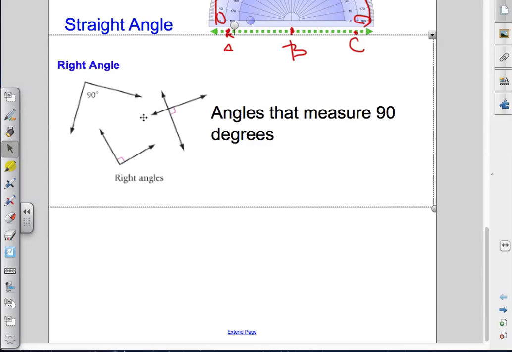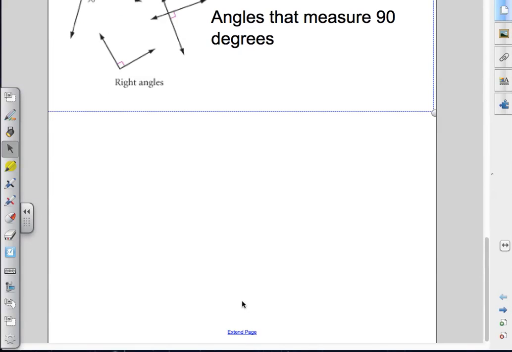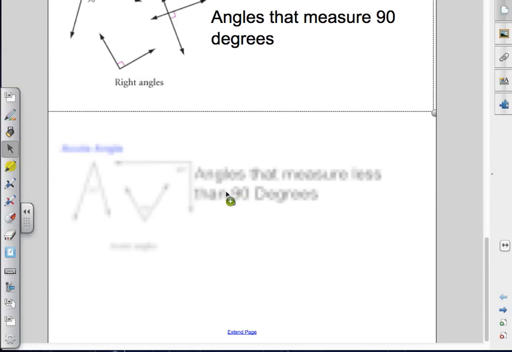Here I have two perpendicular lines. How do I know they're perpendicular? Because I have two lines that are intersecting and they are creating a 90-degree angle. That's how I know that they are perpendicular. Next, let's talk about acute angles.